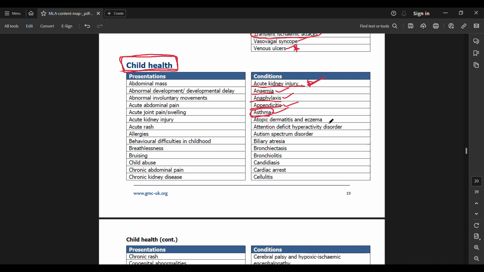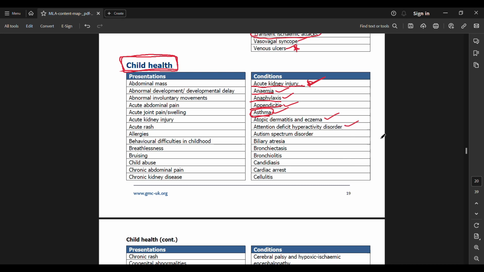Very commonly tested topic. Atopic dermatitis and eczema. Learn all the topical ointments and medication that you can give, okay? So topical emollients, topical ointments, and then the steroids, okay? So make sure you know how to diagnose this and how to treat this. This does show up in exams and has shown up previously as well.